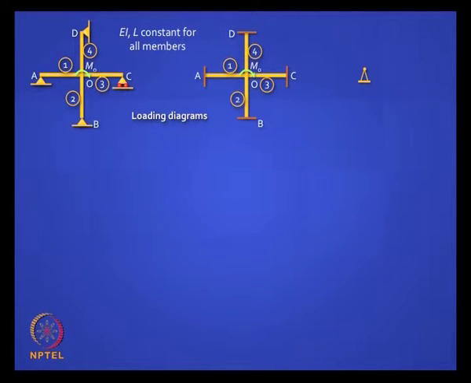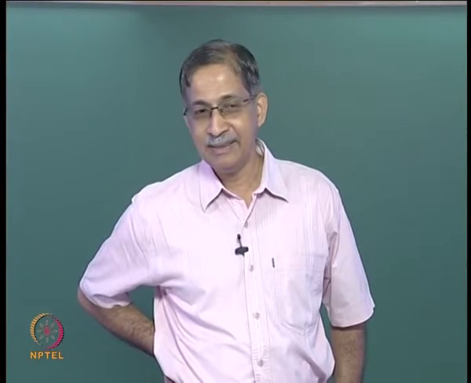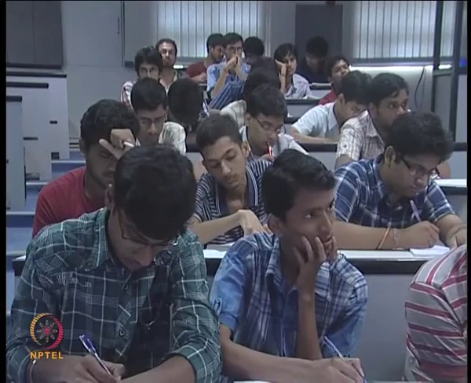I have got here 2 frames, 4 members each, rigidly connected at the center at the joint O, and in the first case all the elements are simply supported at the extremities, in the second case they are all fixed. Now the question is, can you draw the bending moment diagram and the deflected shape? Please try it. In force methods it is not so easy, in displacement method it is pretty easy. Can you draw? What will they look like?